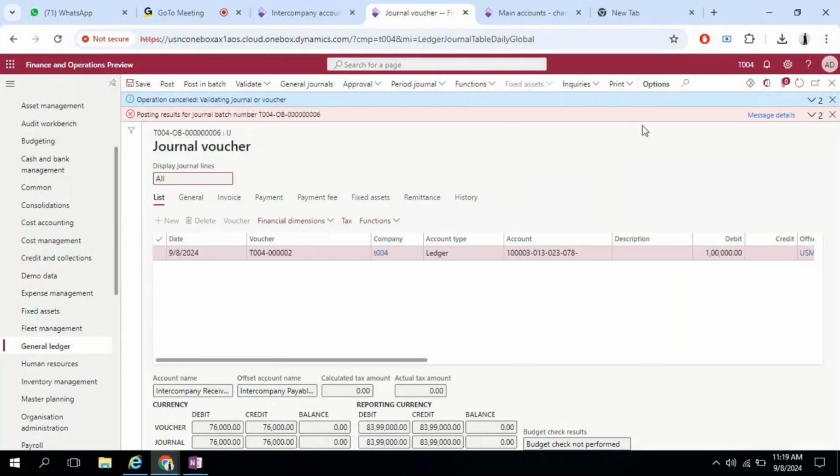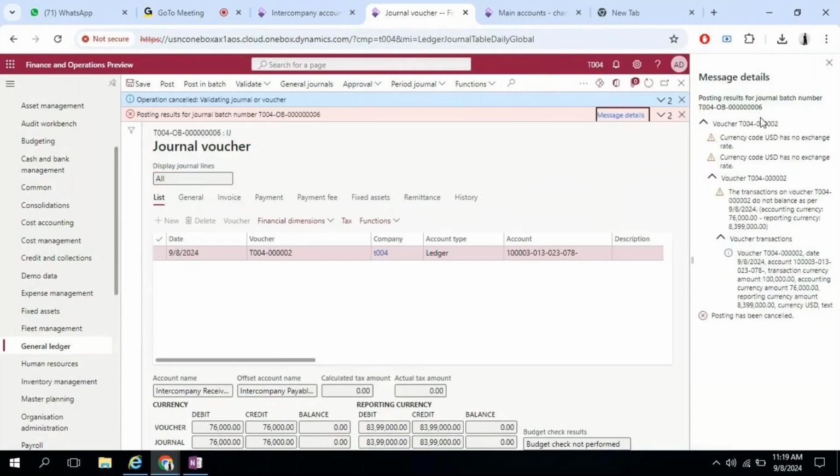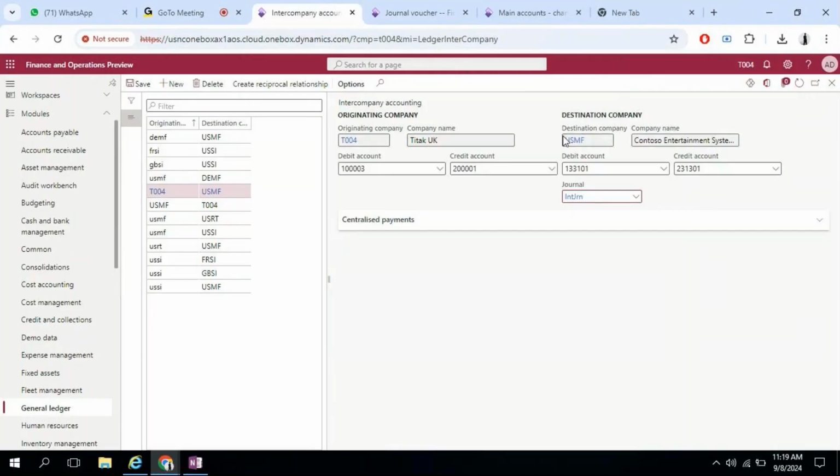Now we have a few errors, so we will go to the message detail. Yes, one error is removed. Now it is asking for currency code USD has no exchange rate. So what we need to do is go to the USMF entity and check the currency exchange rate.